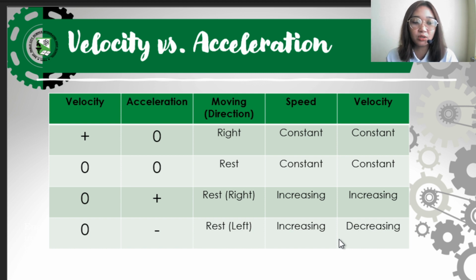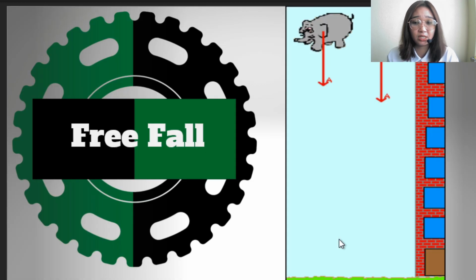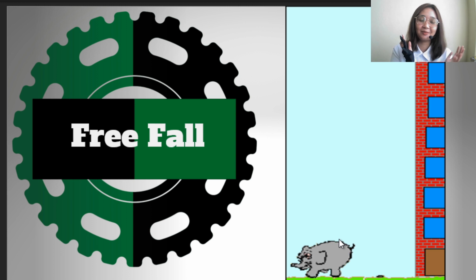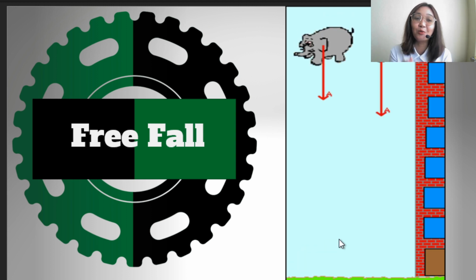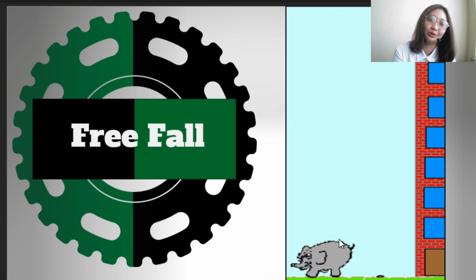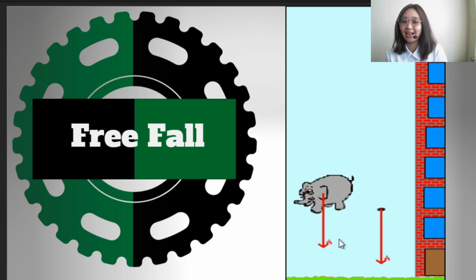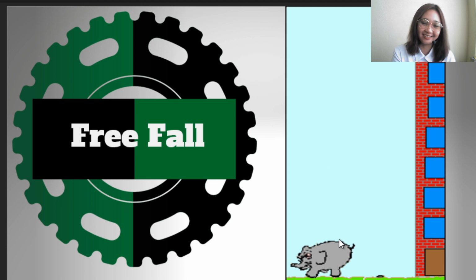Let's move forward to our main topic for this day, which is free fall. So, all objects have a tendency to fall. Even feelings, right, they fall. So, it's hard when no one catches you, the impact on the ground hurts.